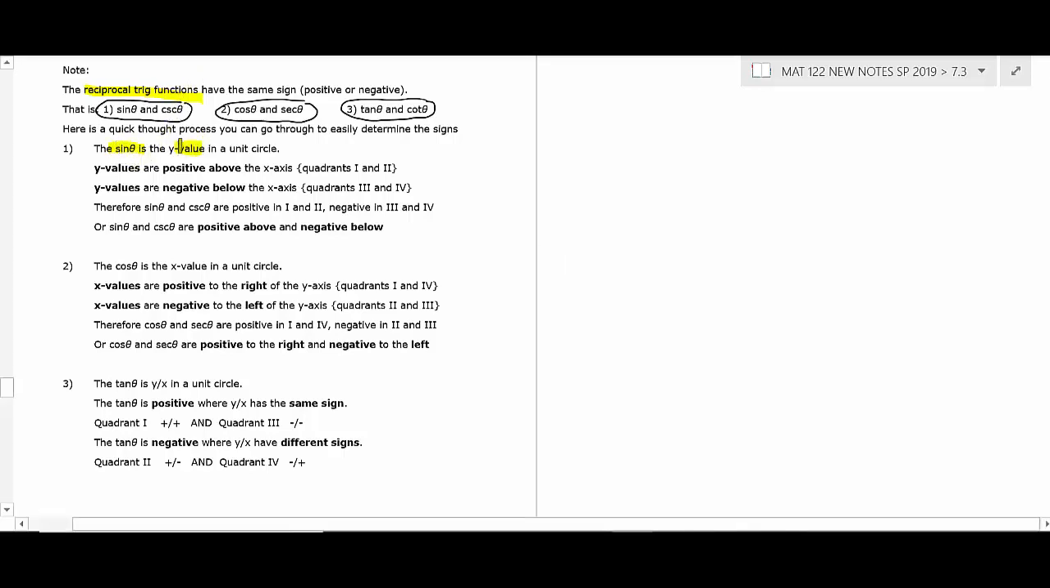Okay, the sine is the y value. So really, all you do on a unit circle is the sine is going to be positive. Y values are positive above the x-axis. So that happens in 1 and 2. So the sine is going to be positive in 1 and 2. Okay, y values are negative below the x-axis. So that happens in quadrants 3 and 4. So you end up having this. The sine in quadrants 1 and 2 ends up being positive. The sine in quadrants 3 and 4 ends up being negative. That's how I think of it.